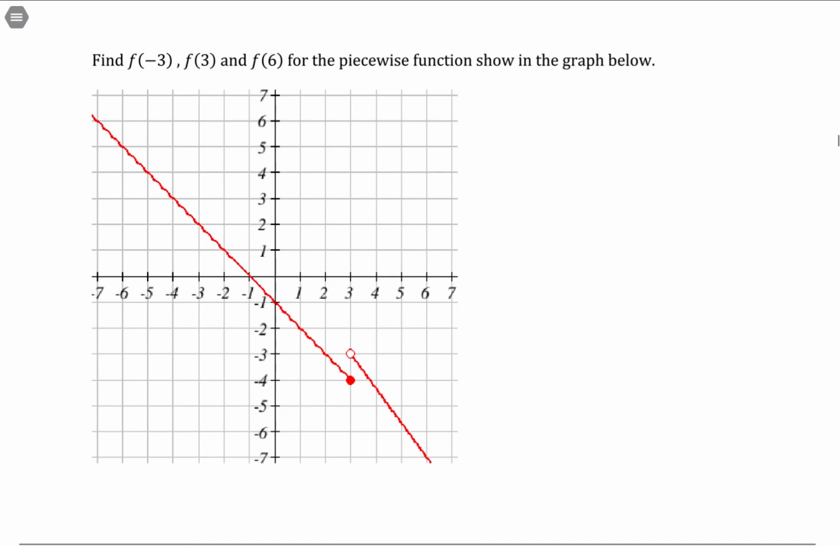Find f of -3, f of 3, and f of 6 for the piecewise function shown in the graph below. So, in order to evaluate a function, we generally think that we have to have something like 3x minus 5 or something involving x's and constants, but that's not necessarily the case.